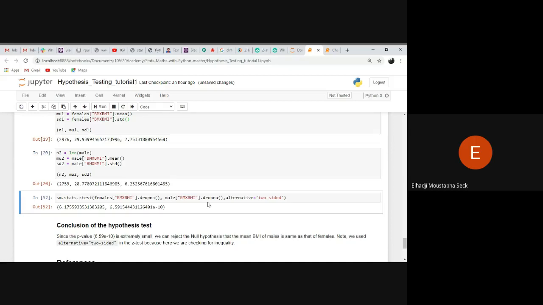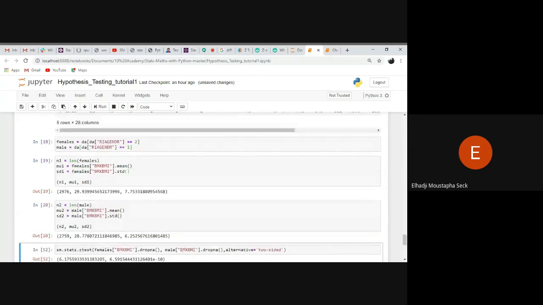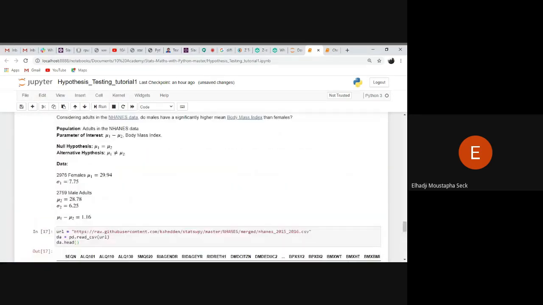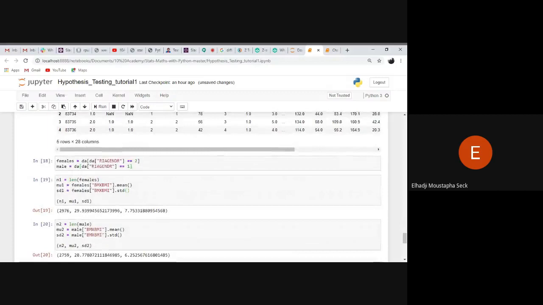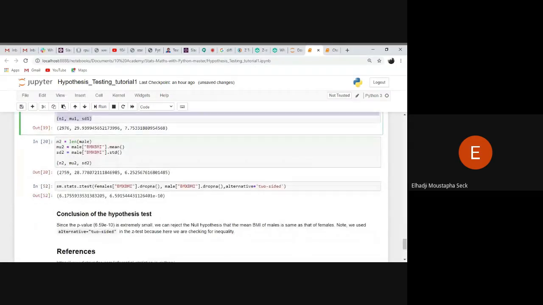Also, the second argument here, I have the body mass index for male, and I have dropped the missing values. For the alternative, I have two-sided, because my alternative hypothesis is just that it's different. It's not only greater or less than, so it's two-sided. So I have to specify that, and I compute this hypothesis testing, and it generates two values, the t-statistic and the p-value. You see that the p-value here is very, very small.